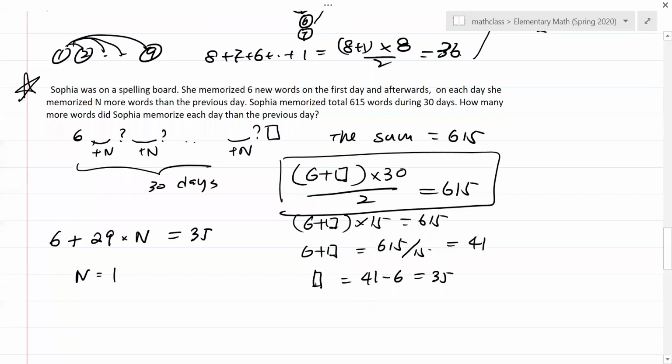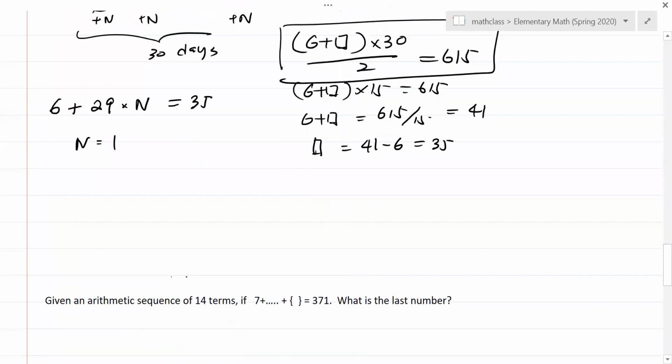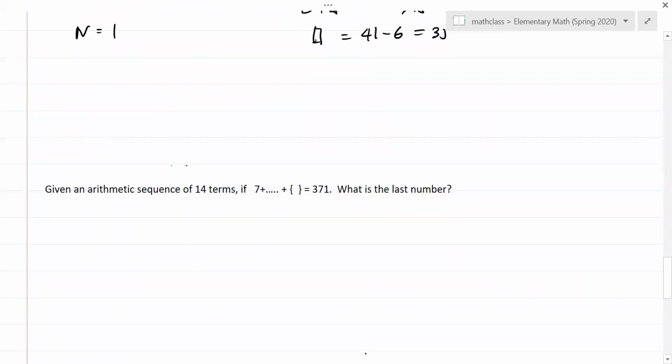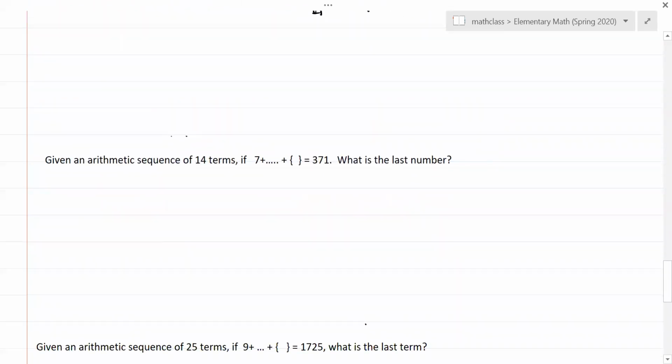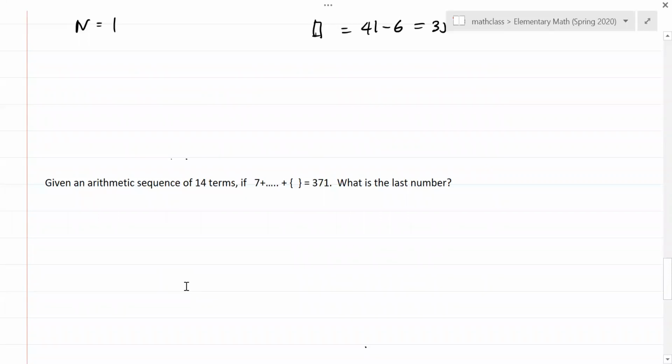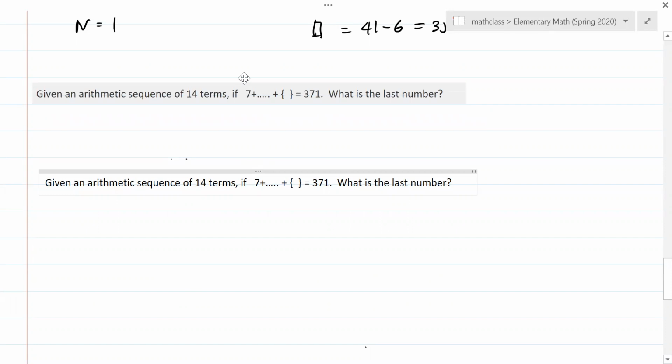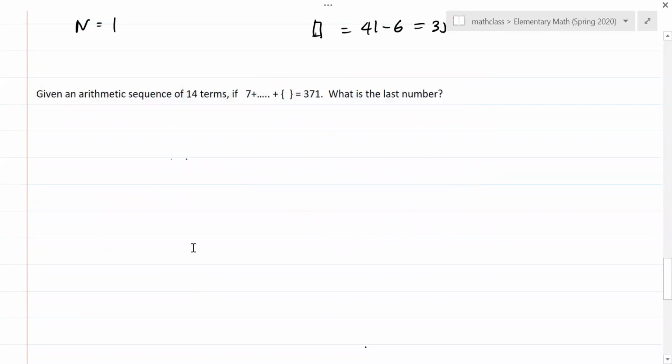Yeah, let's try an easier problem, to break it into several parts. All right. So we're given an arithmetic sequence of 14 terms. I know there are 14 terms. I know the sum is 371. What is the last number?